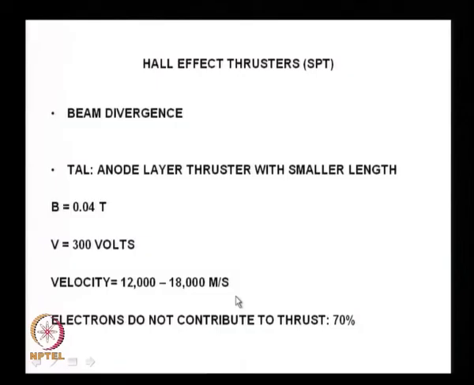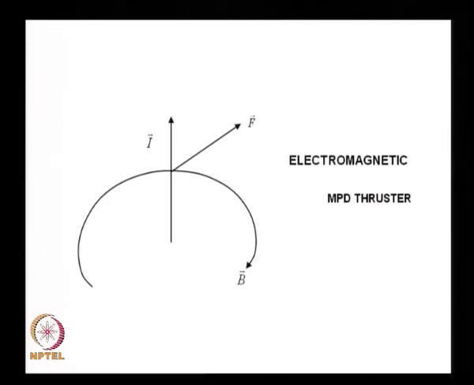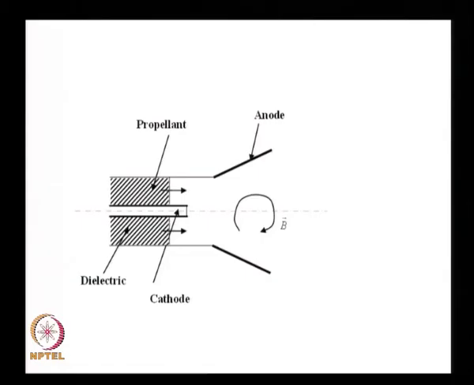To prevent the divergence which leads to contamination, a small length is to be preferred, and this small length thruster is known as the anode layer thruster, or rather TAL. Well, we have considered this. I said 0.1, the field is around 0.04 Tesla, voltage around 300 volts, we get around 15,000 meters per second, and since the electrons are just spiraling, they do not contribute to thrust, the efficiency is low, around 70%.